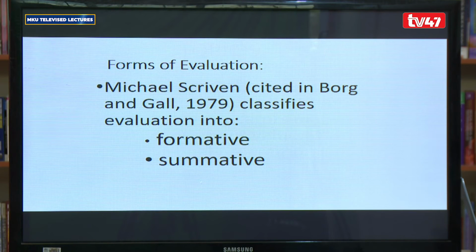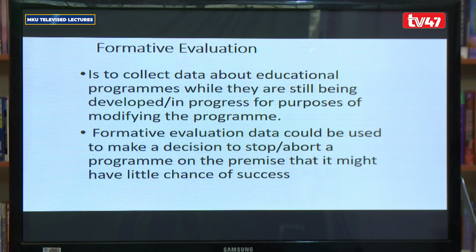We have 2 forms of evaluation according to Michael Scriven, 1979. He classifies evaluation into formative and summative. Formative evaluation is normally utilized for the purpose of collecting data in educational programs while the program is still being developed. Formative evaluation data could be used to make a decision to stop or abort a program on the premise that it might have little chance of succeeding.